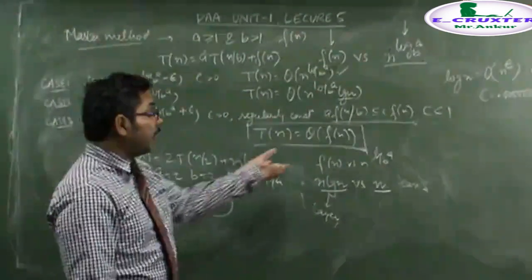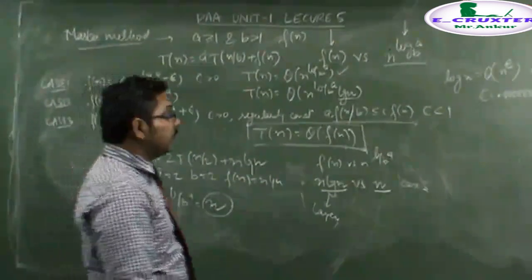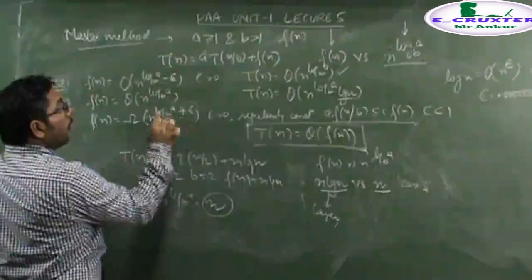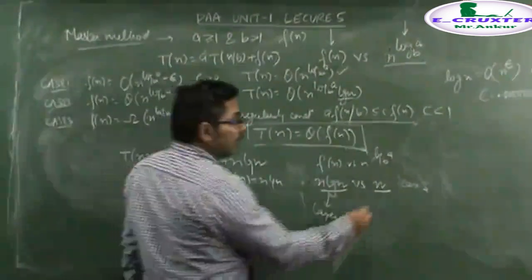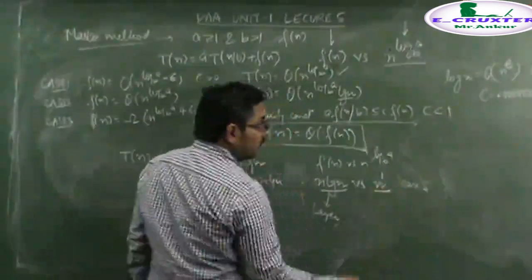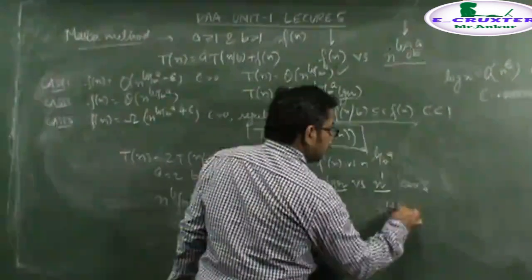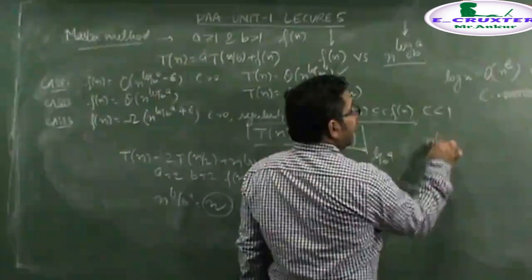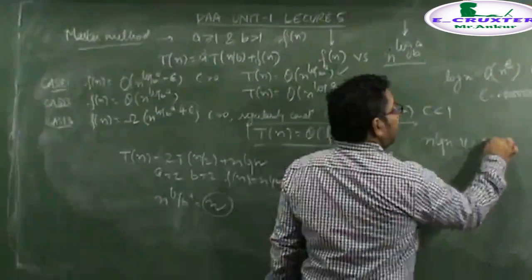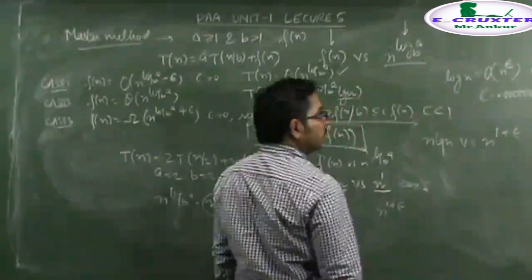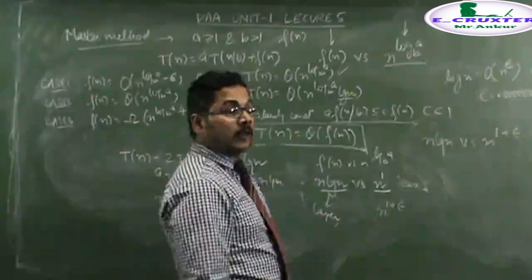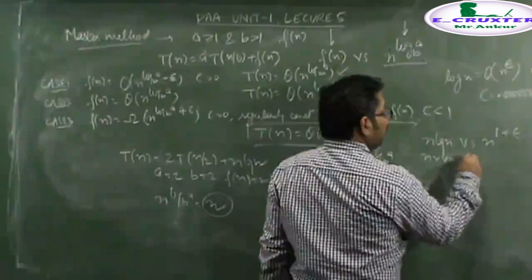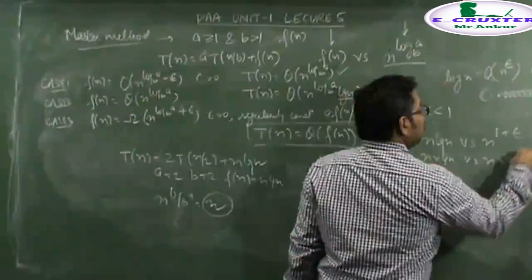Now we are questioning, is f of n polynomially larger than this? For polynomially larger, we have to add a small term in the power of n raised to log base b of a. The power of n raised to log base b of a is 1, and we add a small term in this. It will become n raised to 1 plus epsilon. Now it is n multiplied by log n versus n multiplied by n raised to epsilon.